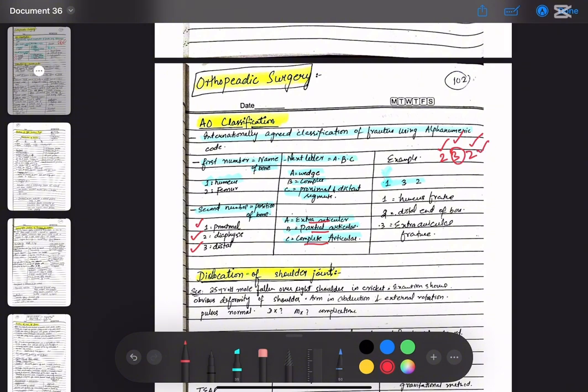So we should remember that the first digit tells us the name of the bone. The second is the letter, which tells us the type of the fracture, for example, wedge or complex or proximal and distal segments. And the third digit tells us the position, for example, proximal or diaphysis or distal.